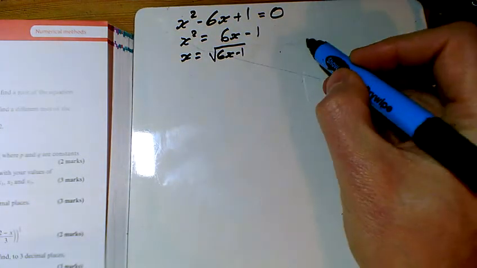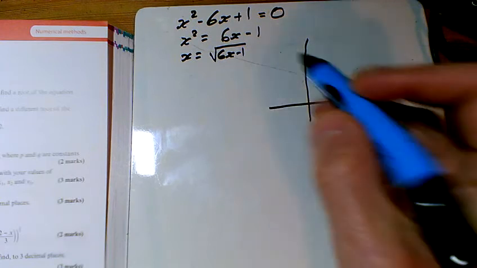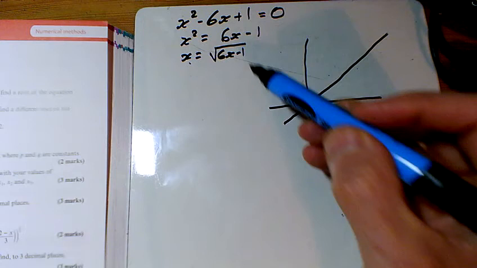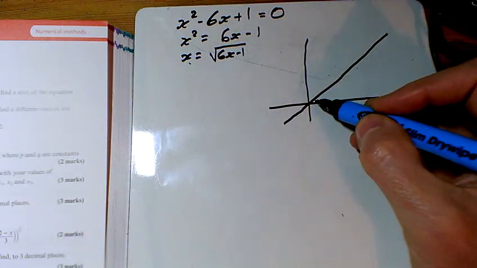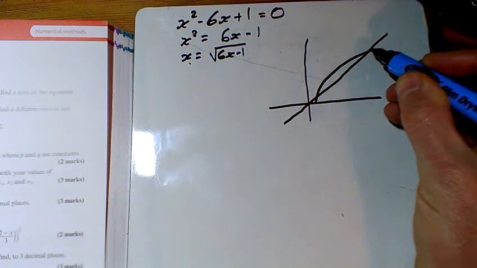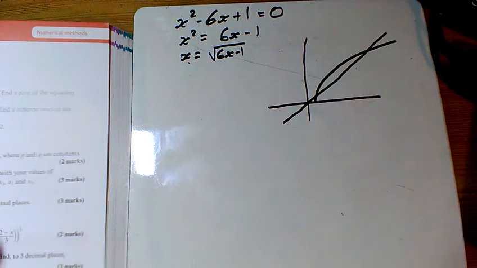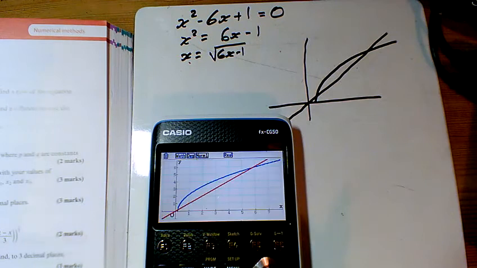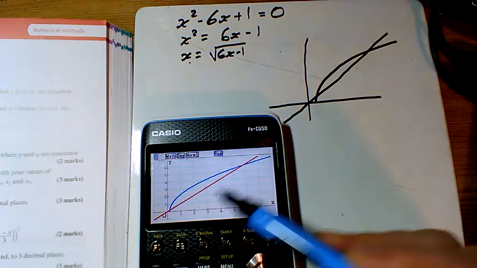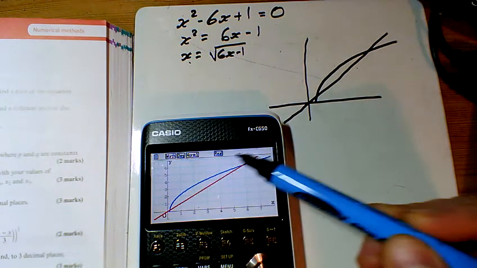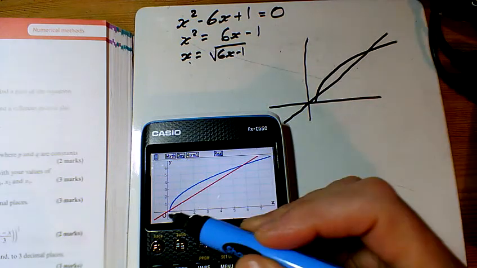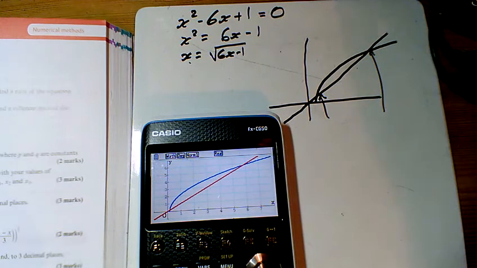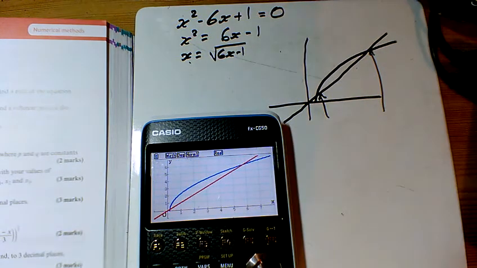Part B says draw these graphs. Well, y equals x is just the diagonal straight line like that, clearly. The square root of x graph looks something like this. Let's have a quick check of that on the calculator. So I've got here my y equals x graph, and here's my square root graph. And you'll notice it meets in two places. It's got one root here, and it's got another root there. It's got two places where it crosses.